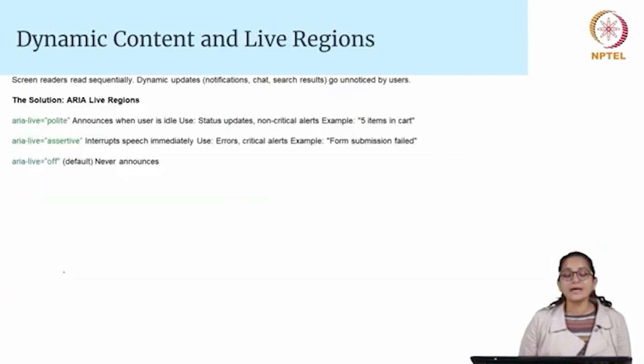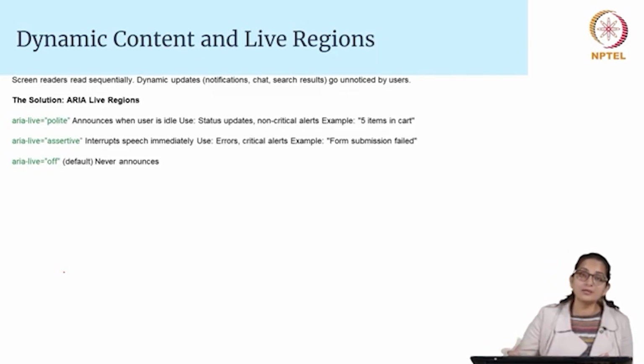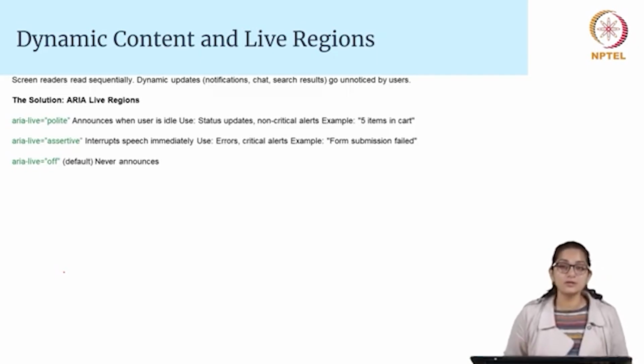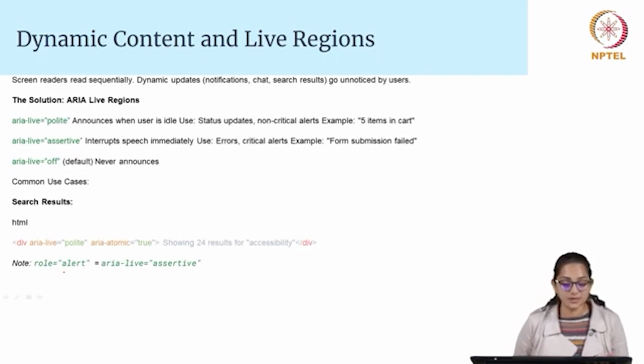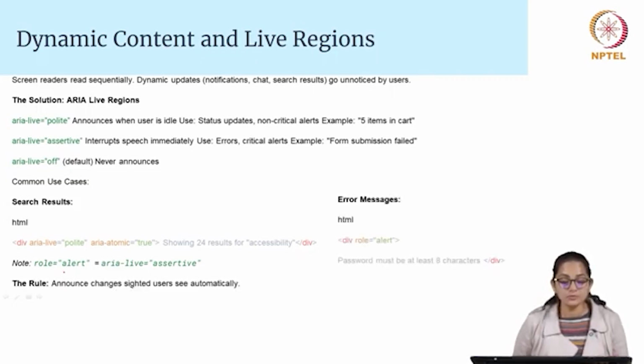Now let us talk about dynamic content and live regions. So screen readers read sequentially, right? We have understood that by now. And dynamic updates sometimes go unnoticed by the users. So in this, which is again now a complex situation, we can make use of ARIA labels for live regions. So these are some of the ways one can use. If we use the correct ARIA label, then it makes our interface a little more adaptive also. So announcements also change as per the user.